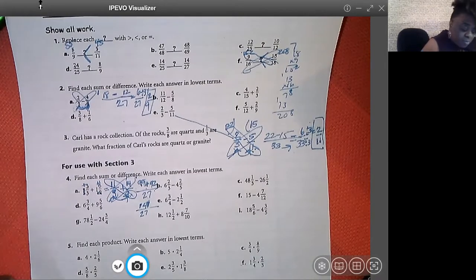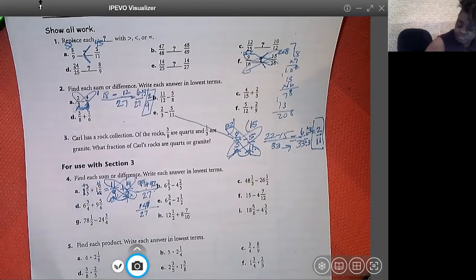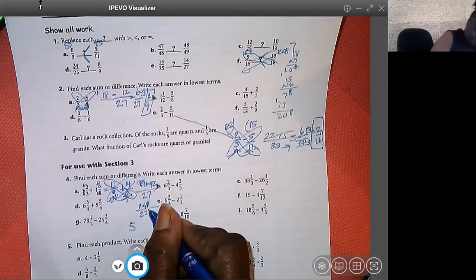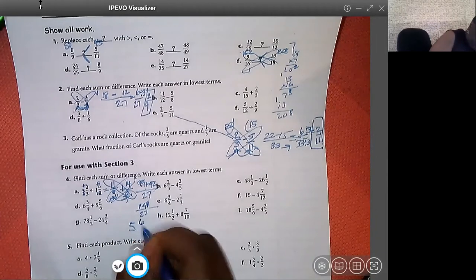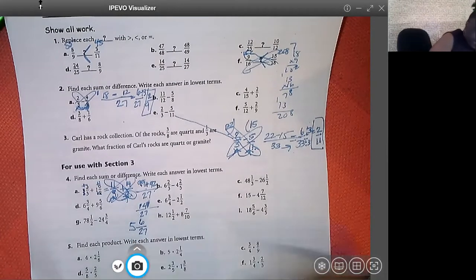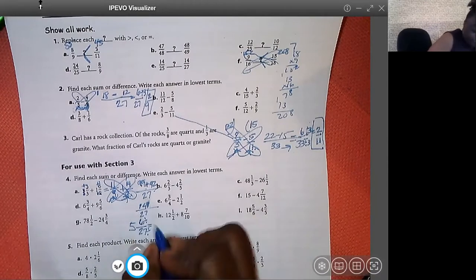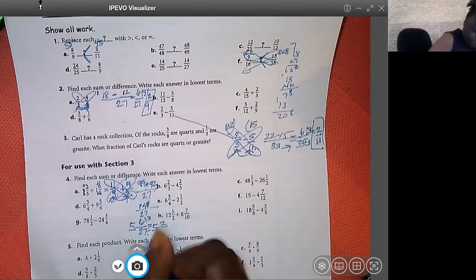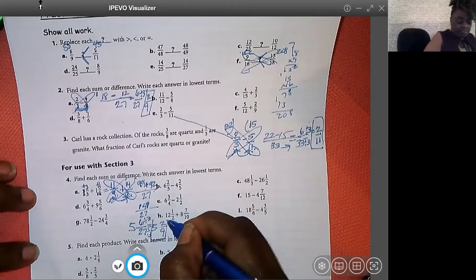Twenty-seven goes into 141 5 times evenly, with 6 left over, over 27. We simplify by 3 gives you a 2, and by 3 gives you a 9. So your answer is 5 and 2/9.